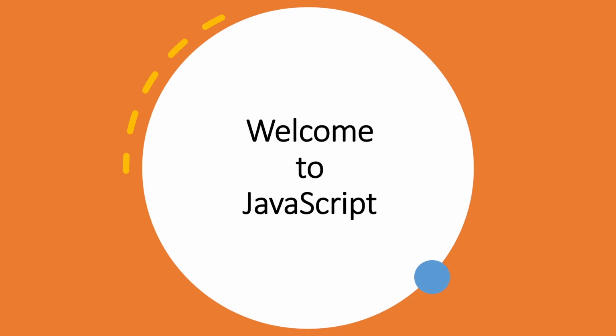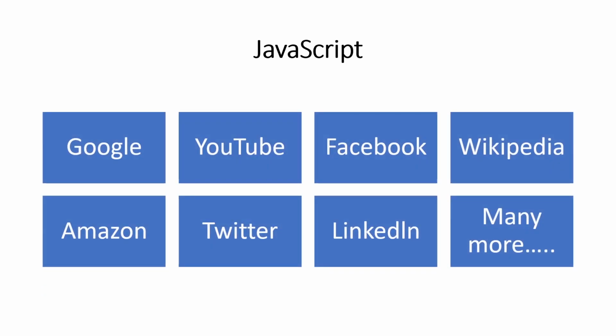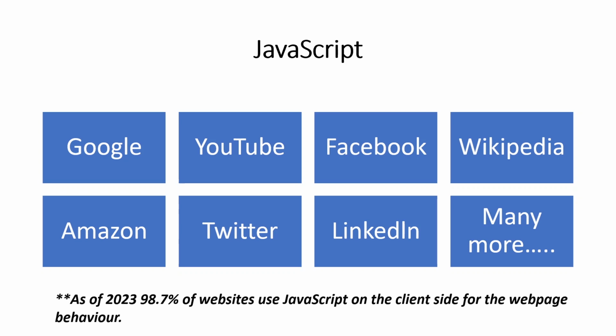So let's start this. First, before understanding anything about JavaScript, let me quickly tell you these are the websites which use JavaScript, like Google, YouTube, Facebook, Wikipedia, Amazon, Twitter, LinkedIn, and many more. These are all famous and popular websites that use JavaScript for doing different attractive behavior on their websites. Okay, the dynamic behavior.